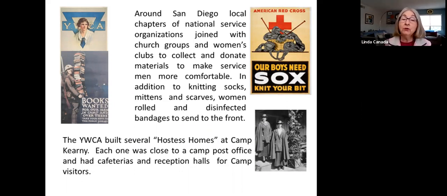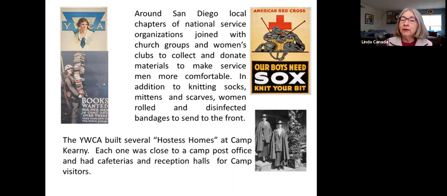Also, these hostess homes were designed so that they were safe places where women could go in and meet with their men friends, for example, and not have their reputations ruined by hanging out with a single man. So they were monitored by women. The women in the lower right-hand corner here are in the dress that was appropriate for the hostess home. So it was sort of a quasi-military thing on camp there.